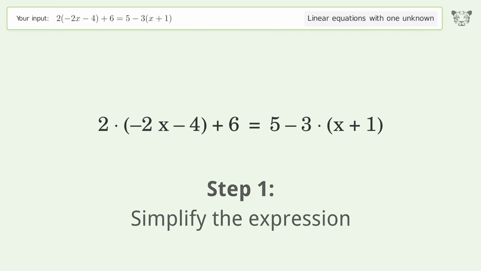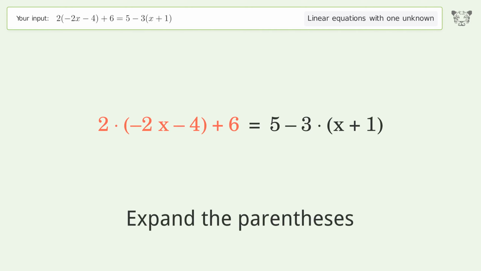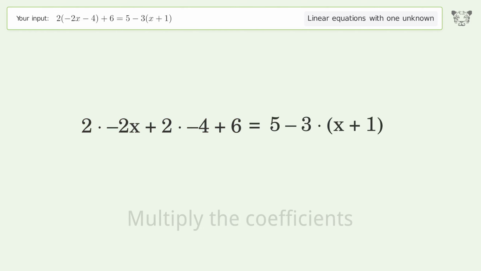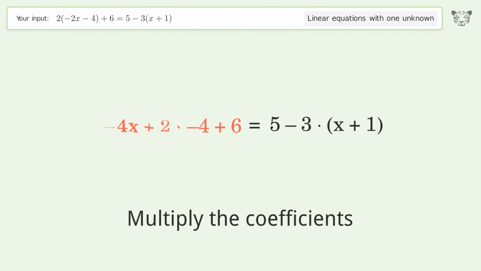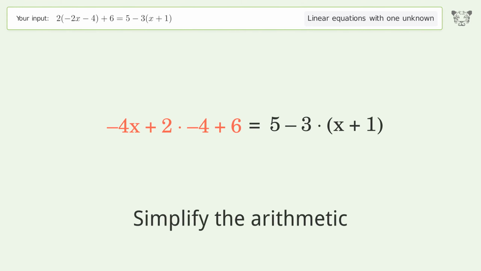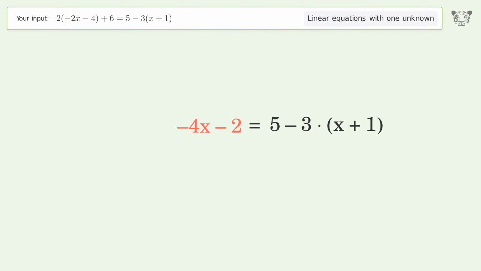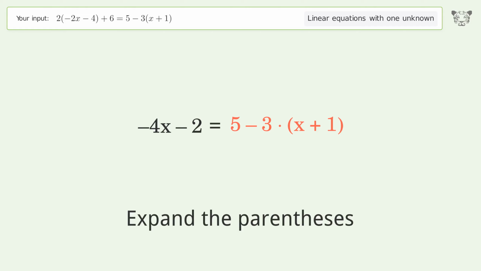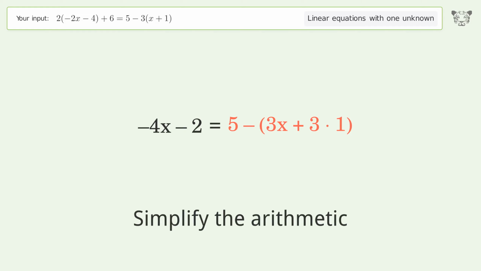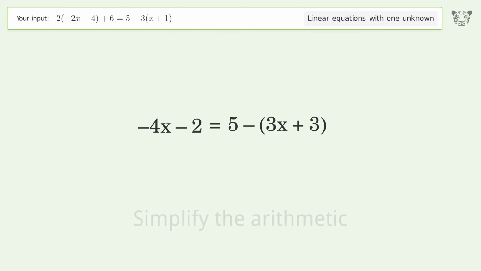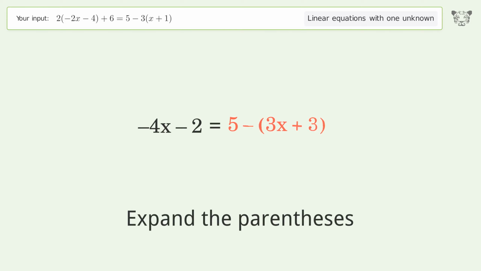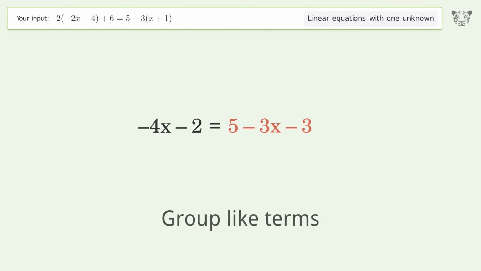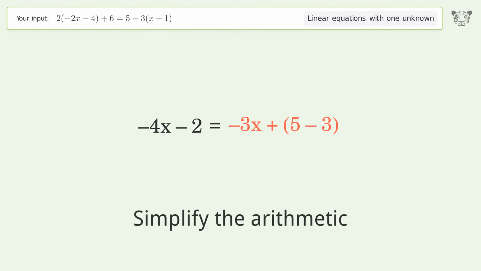Simplify the expression. Expand the parentheses. Multiply the coefficients. Simplify the arithmetic. Expand the parentheses. Simplify the arithmetic. Expand the parentheses. Group like terms. Simplify the arithmetic.